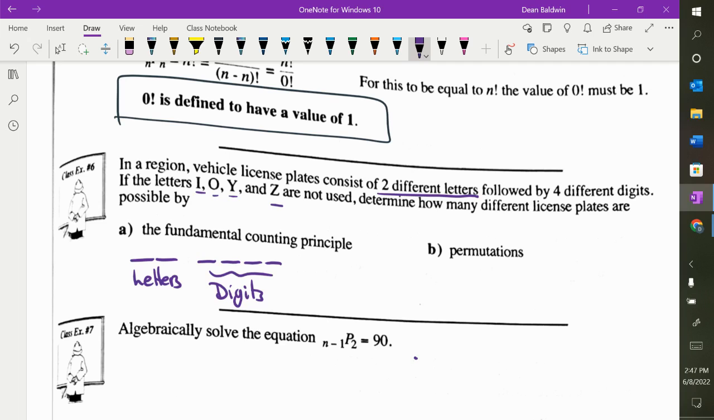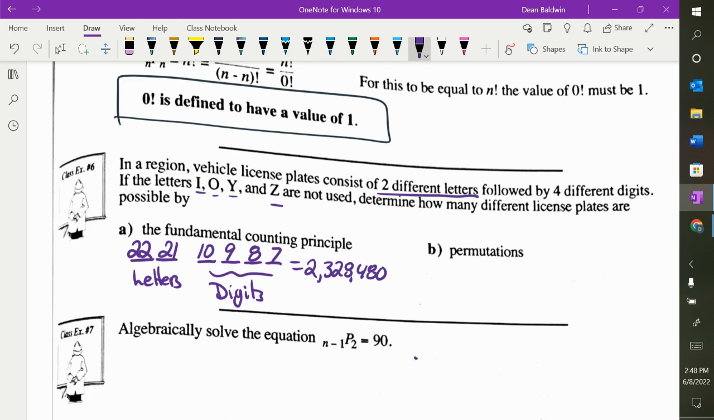So I have 22 choices for the first one, and 21 for the second. How many digits are there? 10. How many choices do I have for the first one? 10. Is the first one allowed to be 0? Yes. 10, and then 9, 8, 7. If you multiply all that out, you're going to get 2,328,480.